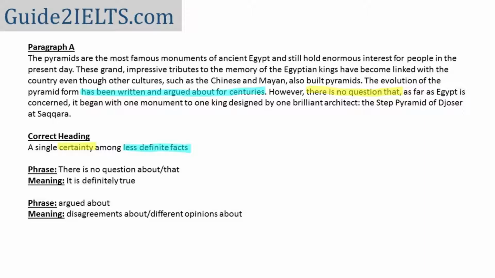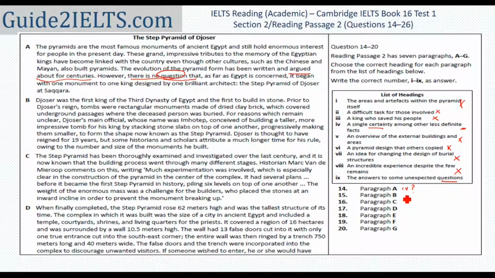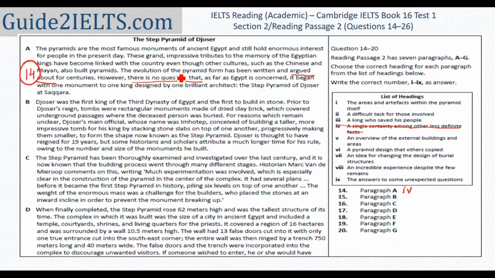So actually in this case, I can be sure that fourth is the answer, and I'll cross out this one from my list because I'm sure. I have marked these two phrases because of which I was sure that fourth is the heading for paragraph A. I'll start with the next one now.